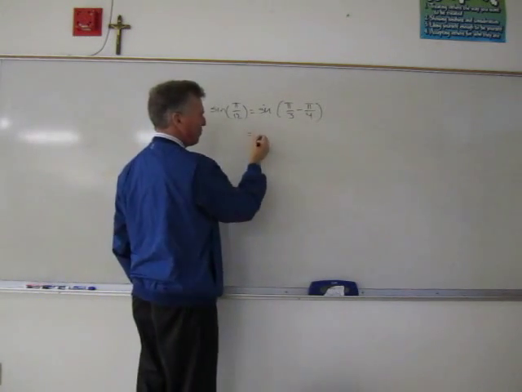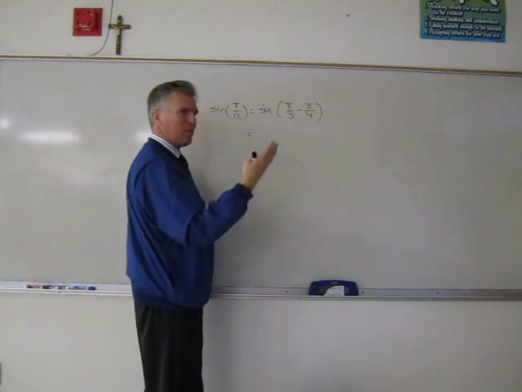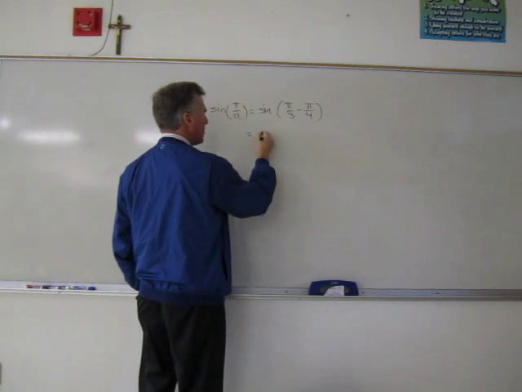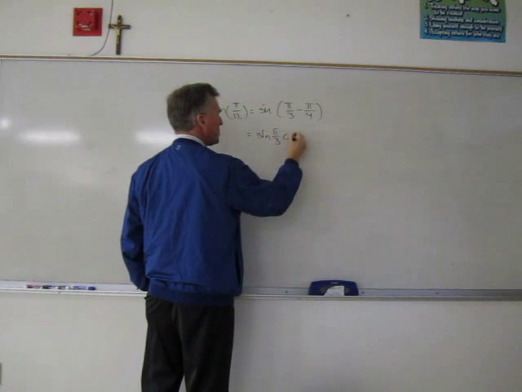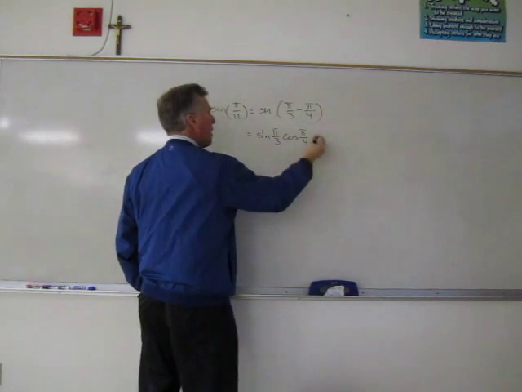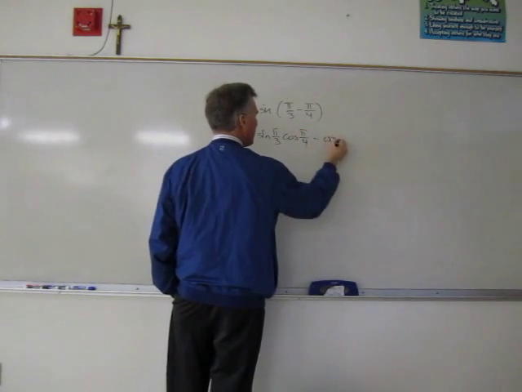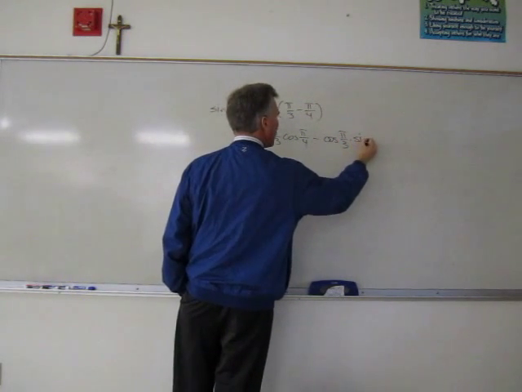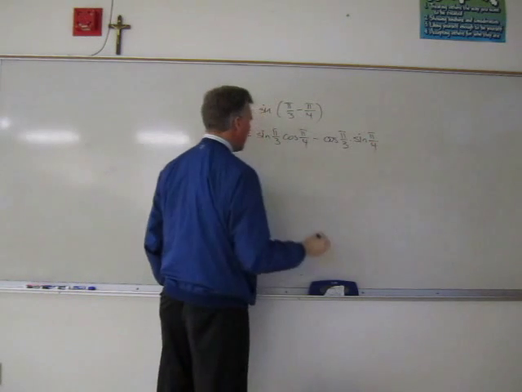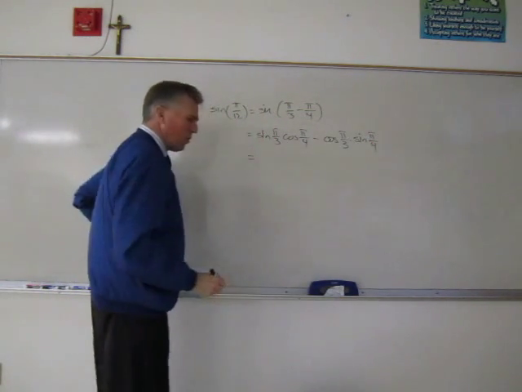Well, now, this is like easy. I take this and write it as sine of the first angle, pi over 3, cosine of the second angle, pi over 4, minus cosine of the first angle, pi over 3, times sine of the second angle, pi over 4. Oh, wait.